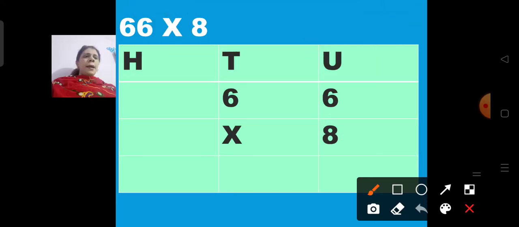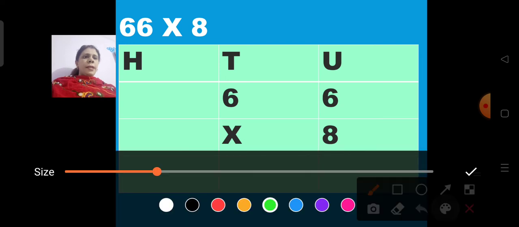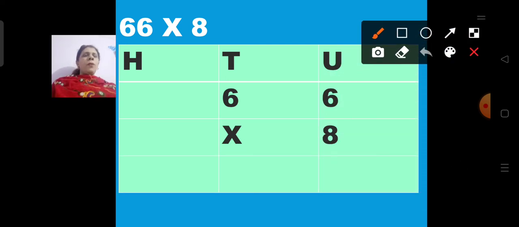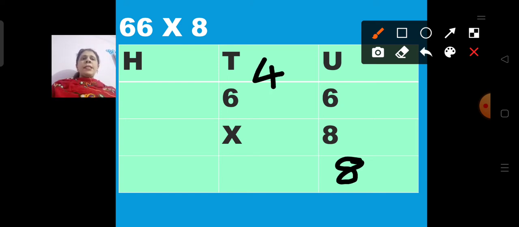Next, 66 multiplied by 8. So first we are going to multiply 6 into 8. 6 1s are 6, 6 2s are 12, 6 3s are 18, 6 4s are 24, 6 5s are 30, 6 6s are 36, 6 7s are 42 and 6 8s are 48. So for 48 I am going to write 8 here and 4 I will carry over in tens place.